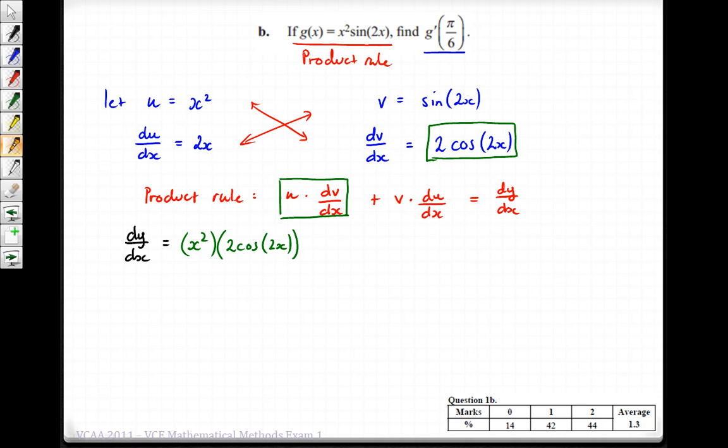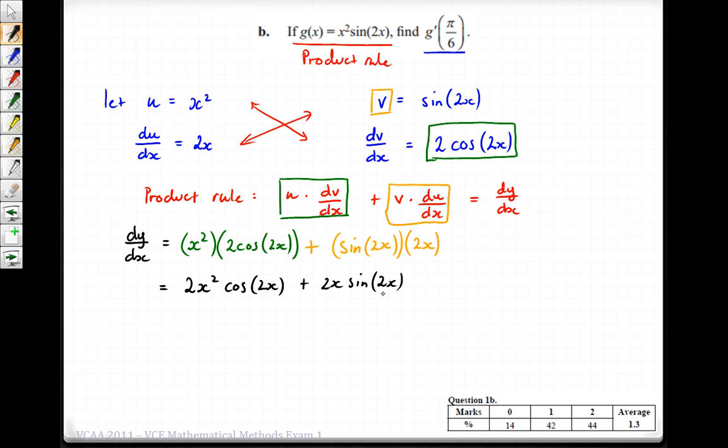Now we need to add on, and we'll do this in orange. So we need to add on v times du dx. So v was just up here, so we have sine of 2x. And then we're going to multiply that by du dx, which is 2x. So when we clean this guy up, we should get that dy dx is just equal to 2x squared cos of 2x plus 2x sine of 2x.